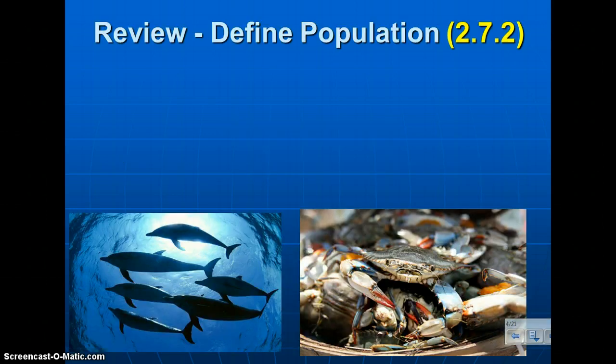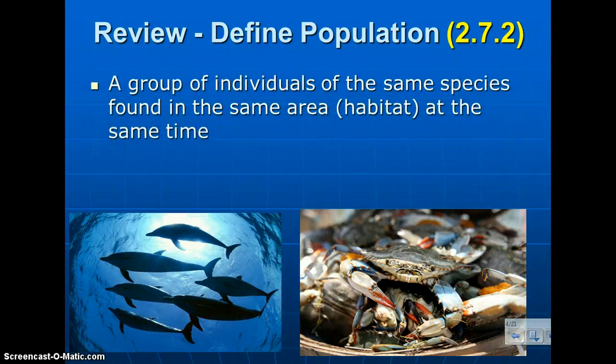Let's begin. First we have to review how to define populations, and we're going to talk about how IB expects you to do this. So a population is a group of individuals of the same species found at the same area at the same time. In doing this, we have to be very specific about that space, that area, and we also have to be specific about the type of organism, giving its common name.